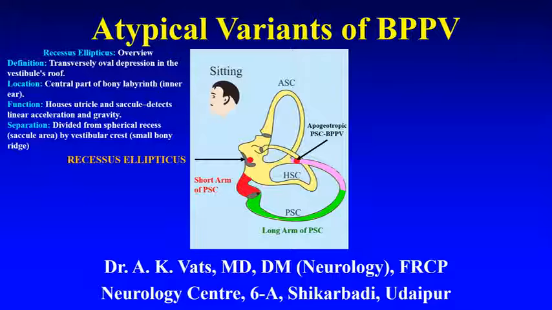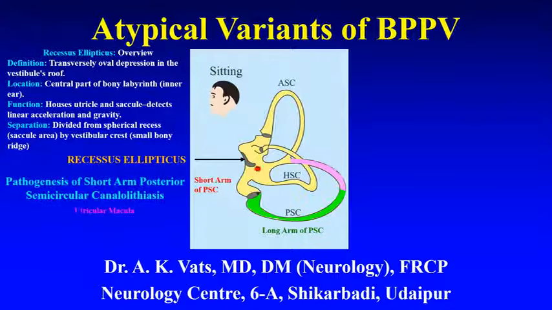The otoconial debris, which you see here embedded in the utricular macula of the recessus ellipticus, if it gets disengaged, one would expect that it would drop off into the short arm. This is indeed one of the mechanisms, but less common.